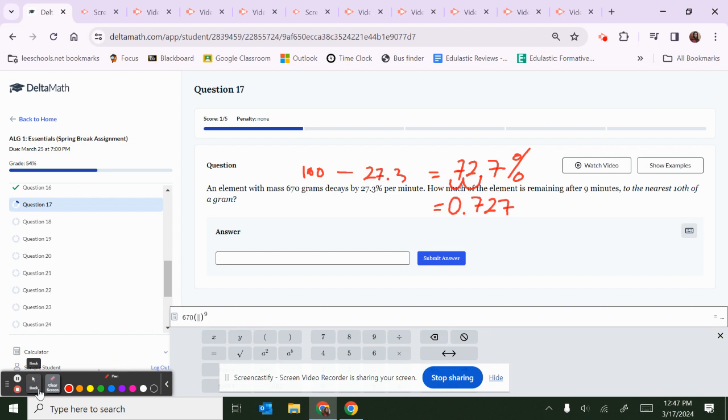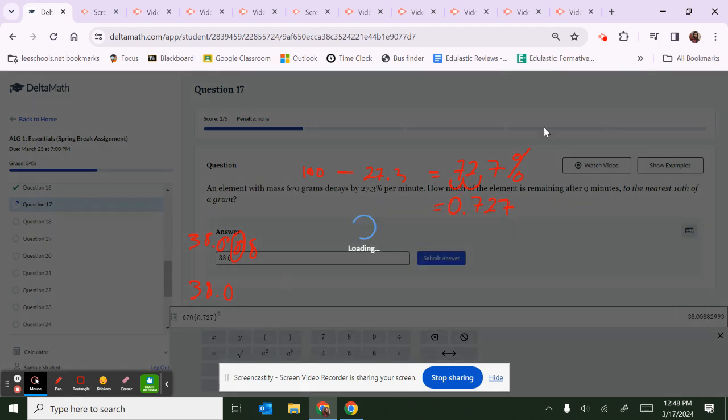So again, inside of here, I would type in 0.727, and then I would get 38.008. It says to round to the nearest tenth. So for the nearest tenth, I would look at the zero. But is that 5 or larger? No. So the answer would be 38.0 because I would not round up. And 38.0 is just 38, so I can write 38.0 or I can just write 38. Either one would work.